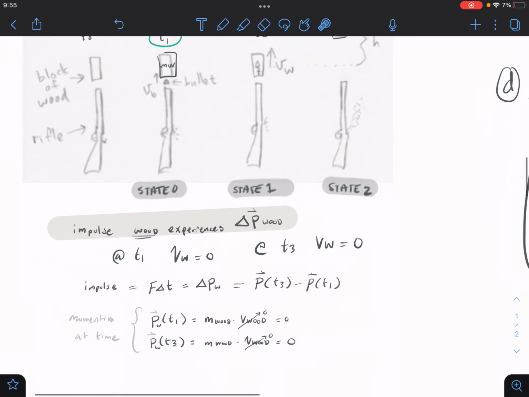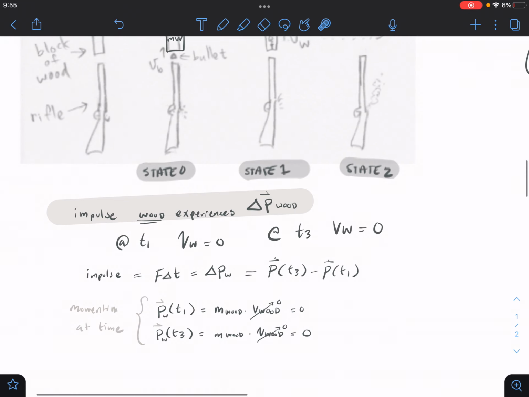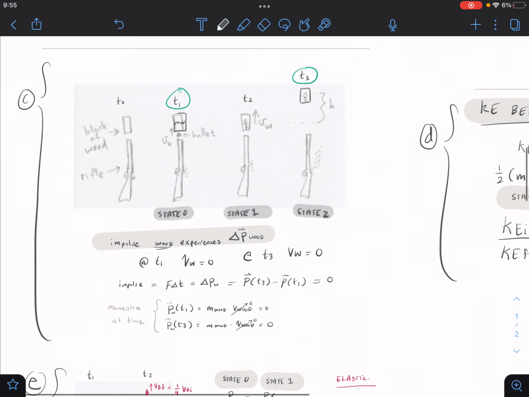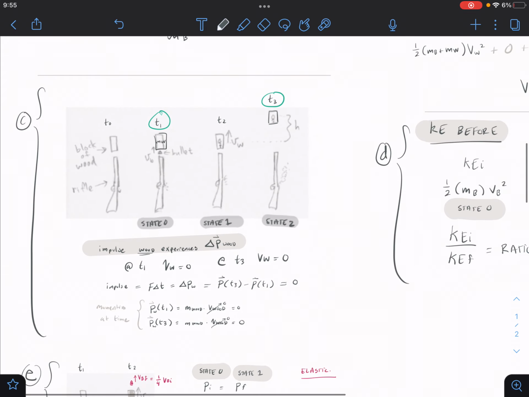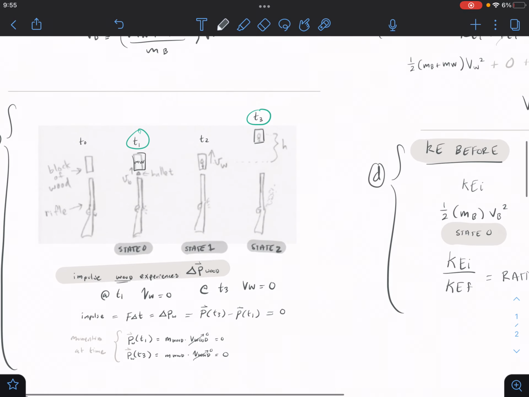Momentum is mass times velocity. If I plug in the velocity at those two points, the momentum at time T1 and at time T3, they're just 0. So the whole thing is 0. The change in momentum is 0. No momentum gained or lost. Nothing really going on there. If it did have a velocity at one of these points, it would be very different, but this is still the same approach you would use.